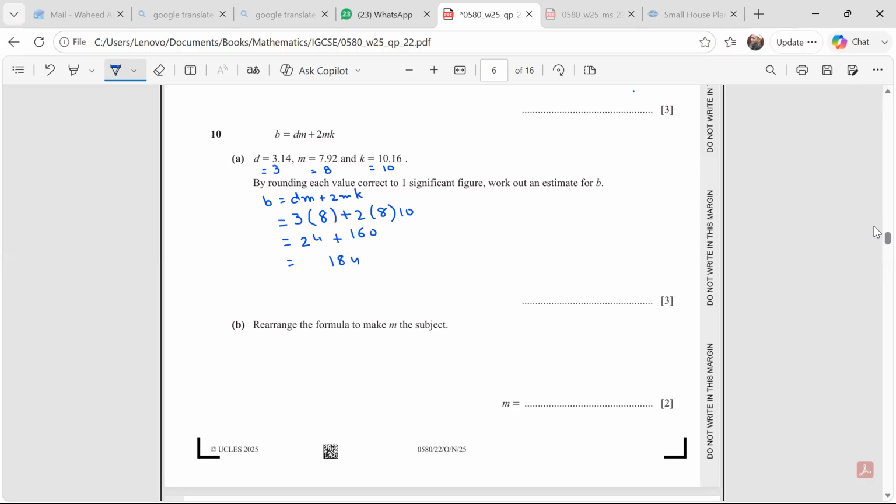Okay. Rearrange the formula to make m the subject. So you see the formula is b equals dm plus 2mk. If I take m common from these two, it will be d plus 2k, am I right? And from here, if I isolate m, it is going to be b divided by d plus 2k. Okay, I hope it's clear. I hope I'm not confusing you guys.